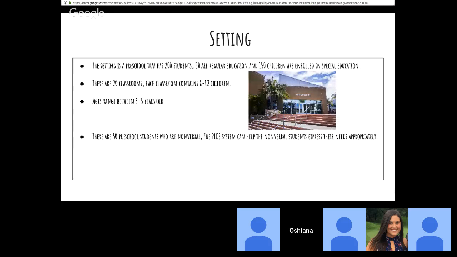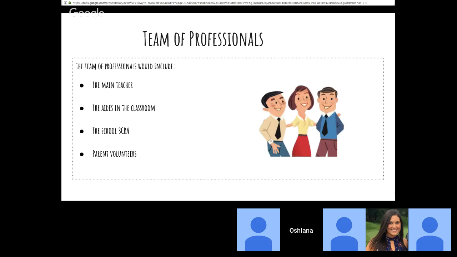Once again, the setting is a preschool that has 200 students. 50 are regular education and 150 are special education. There are 20 classrooms and they each have 8 to 12 children in them. The ages range between 3 to 5 years old, and 50 of the preschool students are nonverbal. So the PEC system can help the nonverbal students express their needs appropriately and incorporate the verbal students as well. The team of professionals would include the main teacher, the aides in the classroom, the school BCBA, and the parent volunteers.